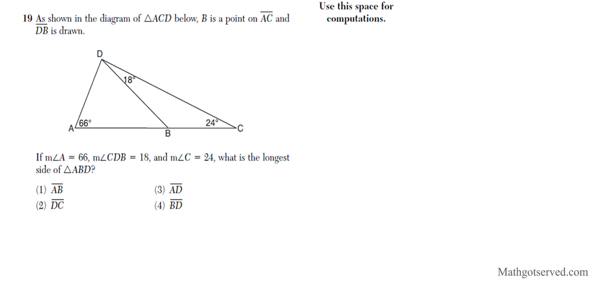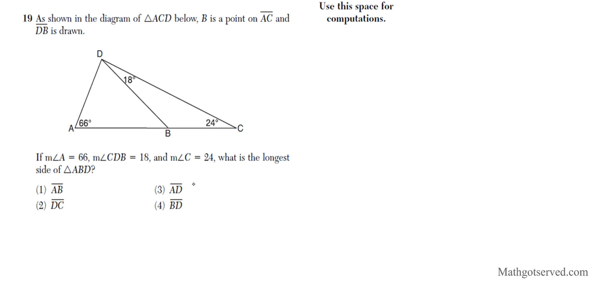All right, let's take a look at 19. It says, as shown in the diagram of triangle ACD below, B is a point on segment AC, and DB is drawn. Okay, so this segment is drawn here. If angle A is 66, angle CDB is 18, and the measure of angle C is 24, what is the longest side of triangle ADB?